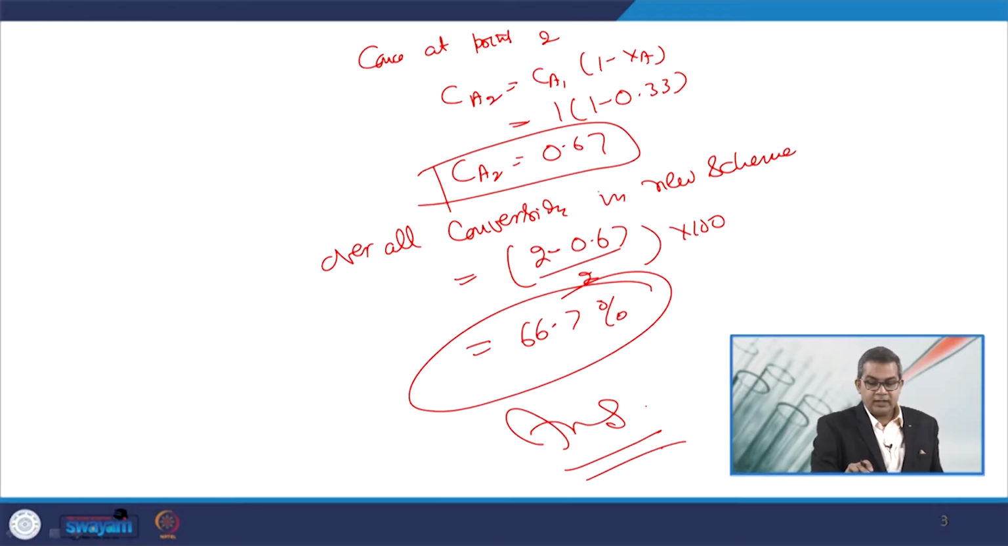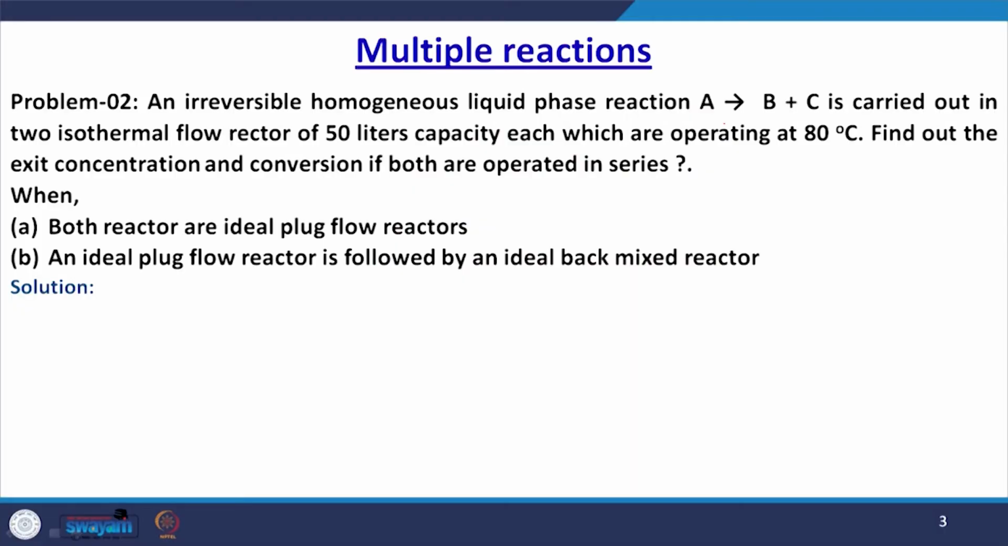Now let us take another problem. Here an irreversible homogeneous liquid phase reaction is carried out with this scheme, that A is converted into B and C. The reactors are two isothermal flow reactors with a capacity of 50 liters each, and these reactors are operating at a condition of 80 degrees Celsius. You need to find out the exit concentration and conversion if both are operated in series.